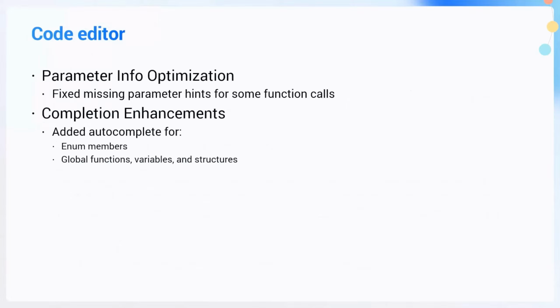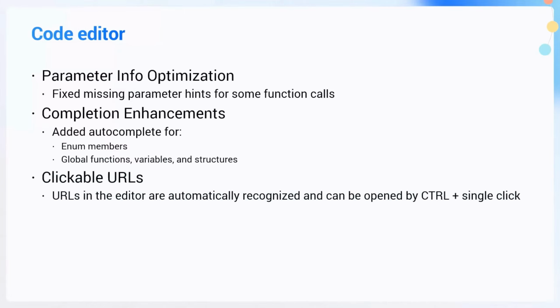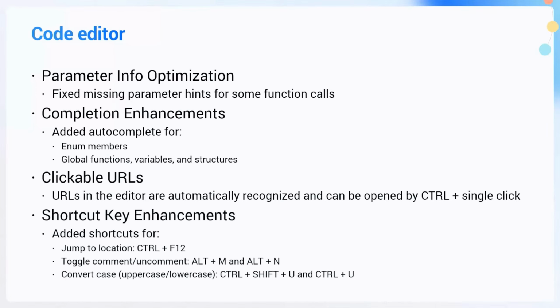And then completion enhancements. Now autocomplete is supported for enum members, for global functions, variables, and structures. And there are clickable URLs. If you've typed a URL into the editor, you can now use Control single click to launch that URL. There are also shortcut key enhancements. Control F12 is jump to. Toggle comment on and off is Alt M and Alt N. And convert case between uppercase and lowercase is Control Shift U and Control U.